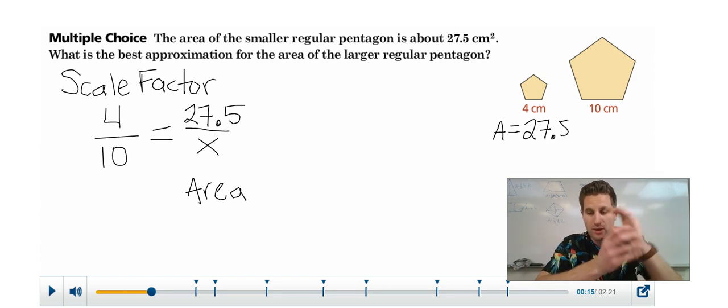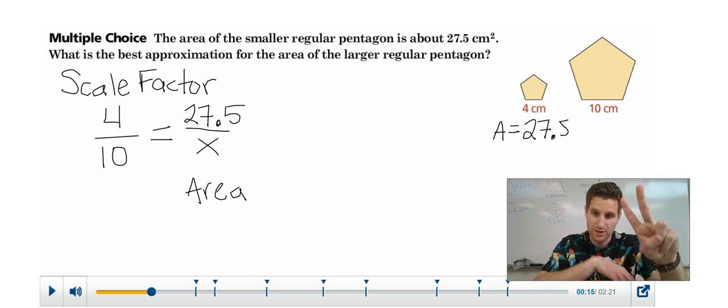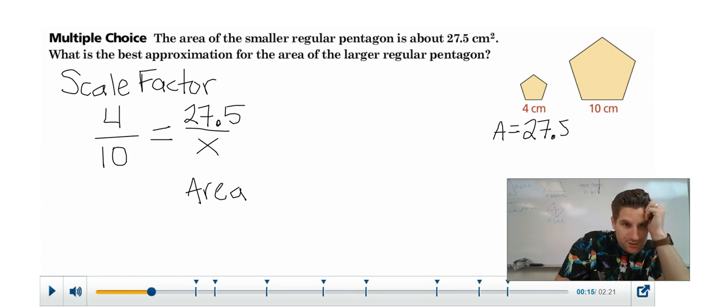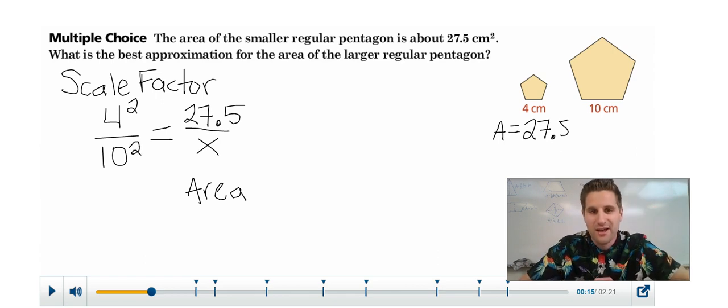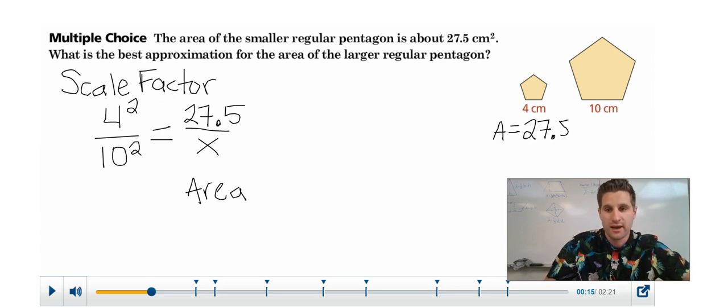Since we're dealing with area, we've got to take the normal scale factor and square it. Okay? So we're going to square this and square this and square this. There we go. And we'll go ahead and have the correct way. Again, it's not equal to a to b, it's equal to a squared and b squared. So let's do a squared and b squared, which is going to be 16 over 100 should be equal.